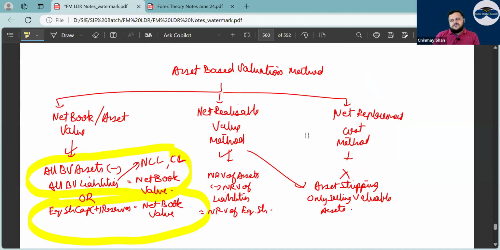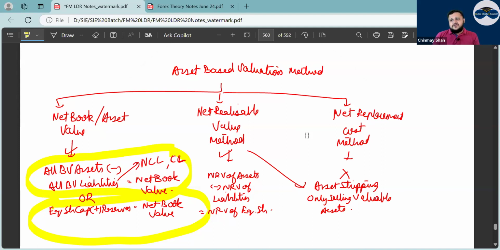When it comes to net realizable value or net replacement cost, right? It is the net realizable value of assets. You will have to ask yourself every time, this is a non-current asset, how much will you get out of this? That much only you'll add into the assets minus the liabilities, right? Whatever is the net realizable value of liabilities, you'll get the net realizable value of what? Equity shares. Divide that by the number of shares, you'll get the per share value, right?